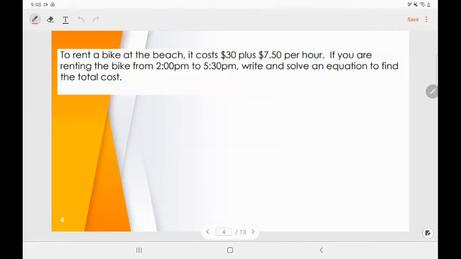Next example. To rent a bike at the beach, it costs $30 plus $7.50 per hour. Here again I have a starting value. There's my b, and there's my m, because I notice it says per hour. That's how much I'm adding repeatedly to my starting value. So y is equal to, I just like to write 30 plus 7.5x. 30 is a one-time cost plus 7.5x. I put the x because it's repeated. So there's my linear equation, and now I'm going to use it to solve my problem.